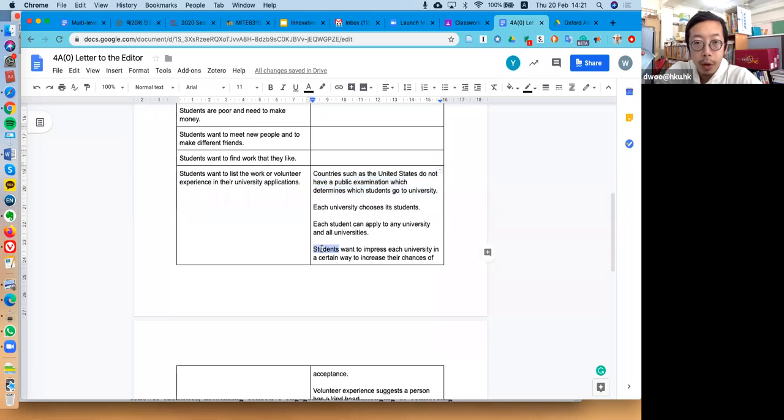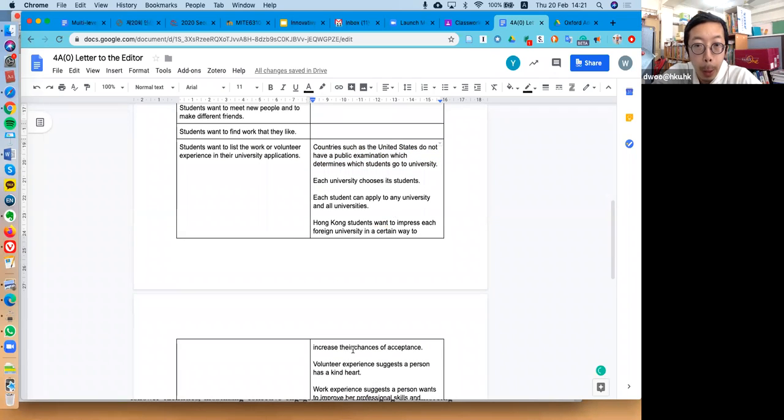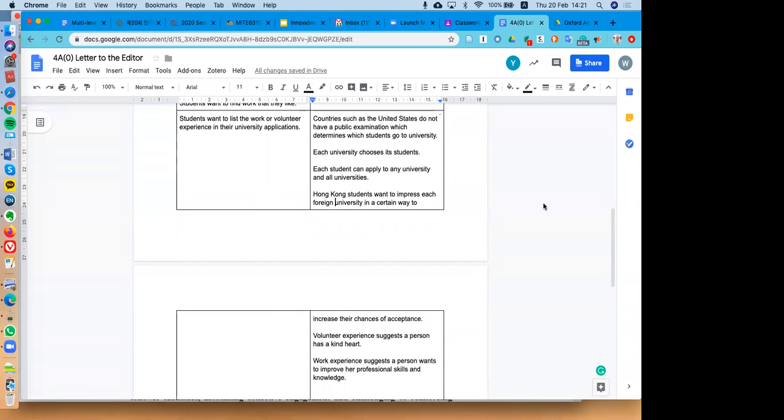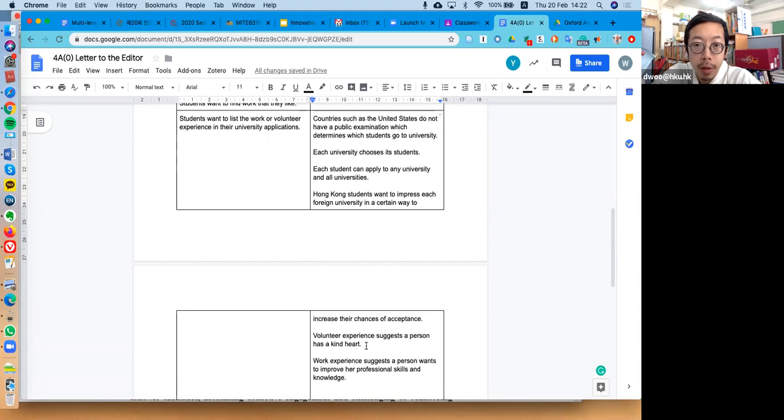So again, we're talking about Hong Kong students. Hong Kong students want to impress each foreign university in a certain way to increase their chances of acceptance. And then volunteer experience suggests a person has a kind or passionate heart. And work experience suggests a person wants to improve their professional skills and knowledge. Okay. Any questions?